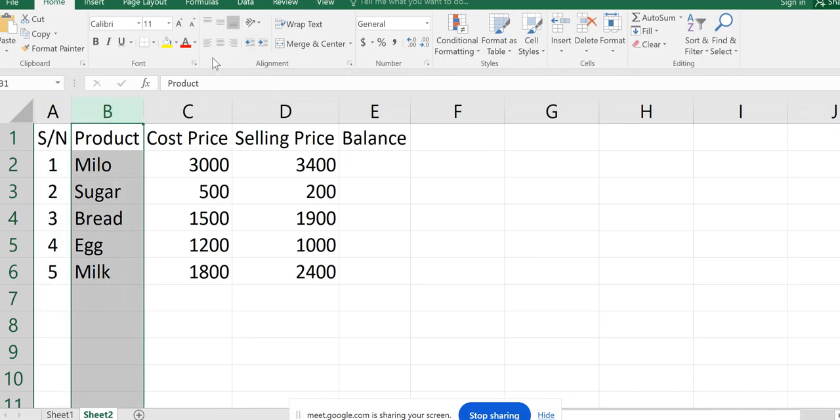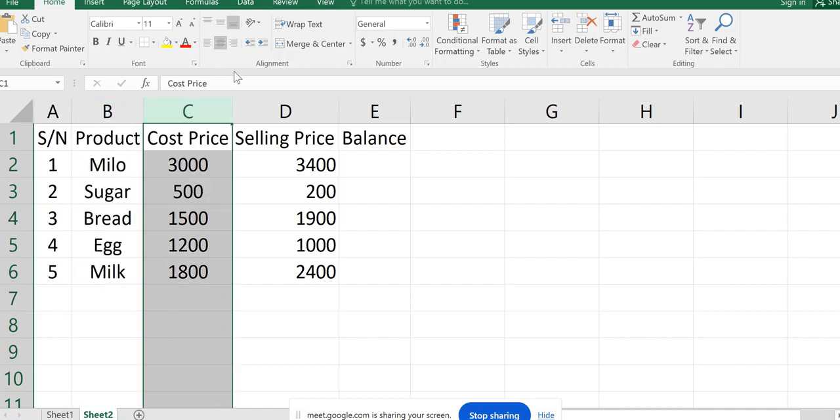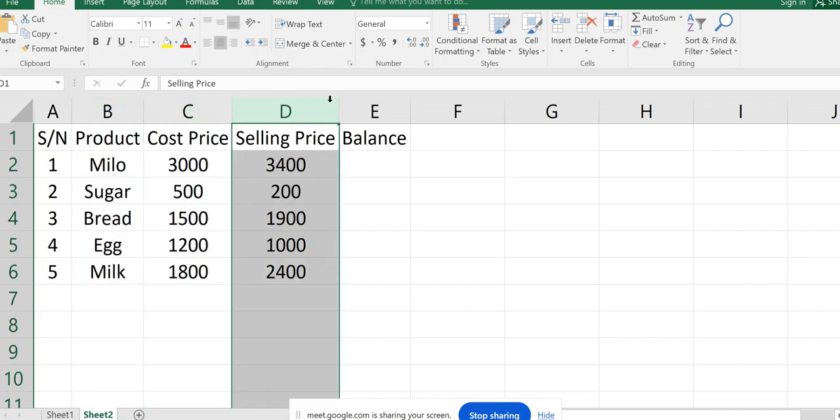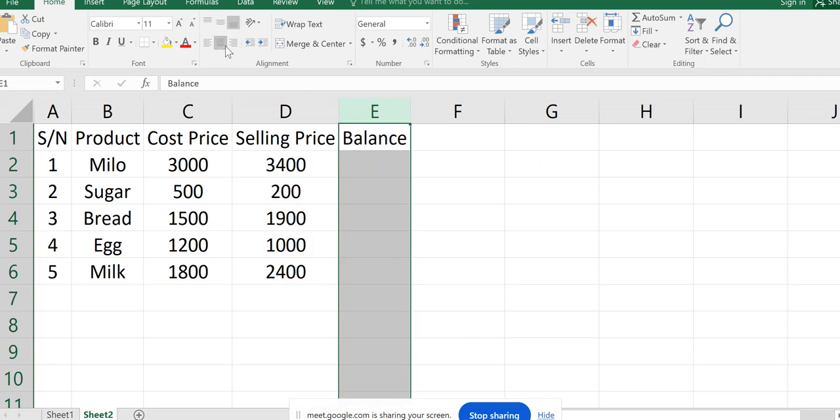Same thing in your product. You want to centralize everything. This same thing you centralize. That is, this is center, this is left, and this is right.